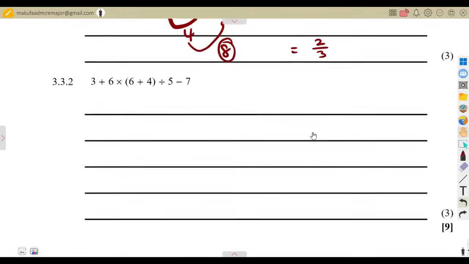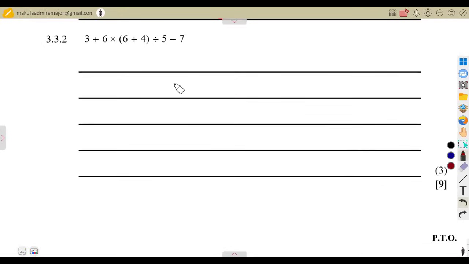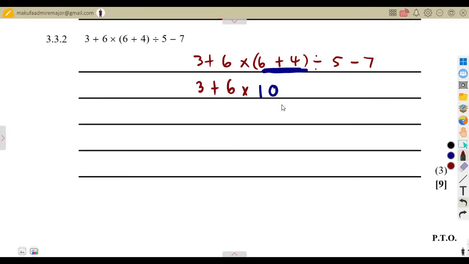All right, also without using a calculator, here we are supposed to apply our BODMAS. We are given 3 plus 6 multiplied by a bracket of 6 plus 4, divided by 5 minus 7. According to BODMAS or BOMDAS, whichever you use, the brackets need to be simplified first. If we simplify the brackets, 6 plus 4 is 10. Everything else remains as it is, divided by 5 minus 7.